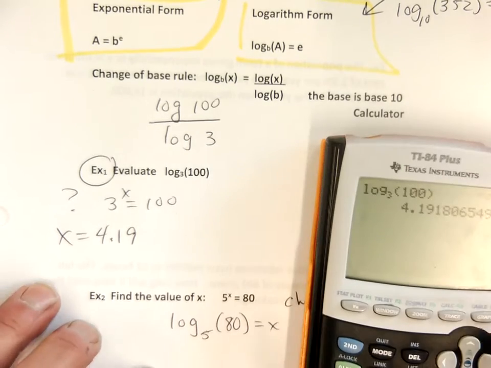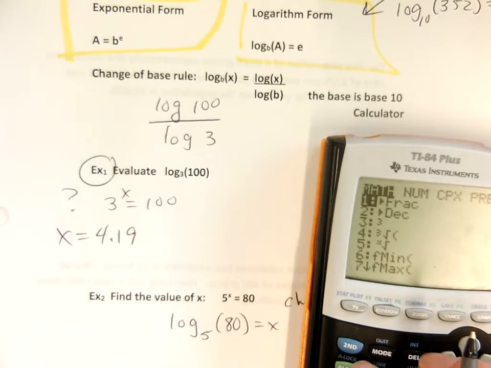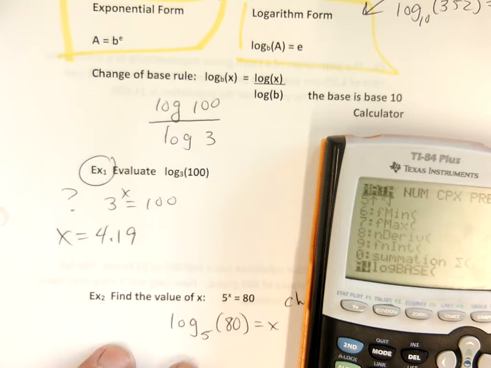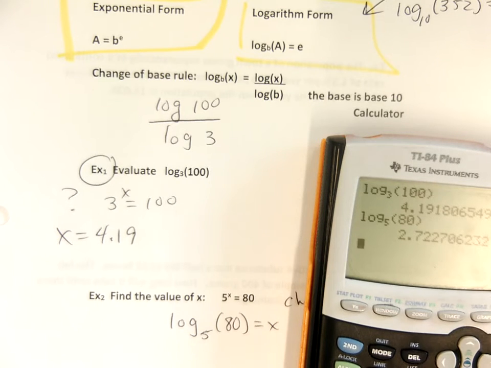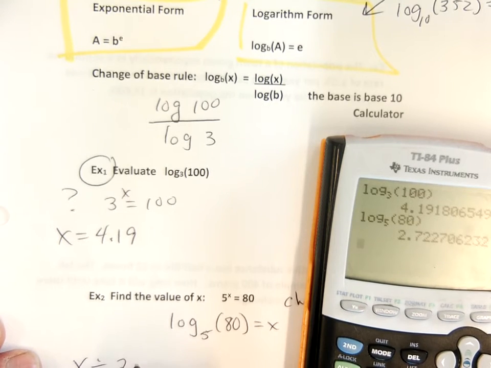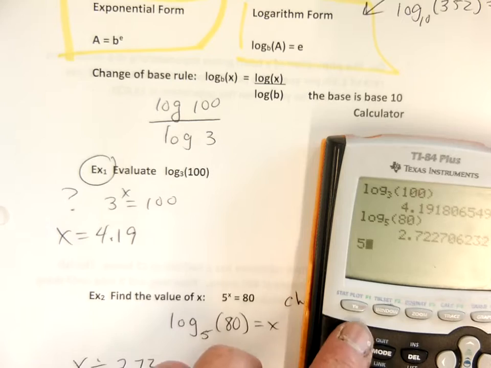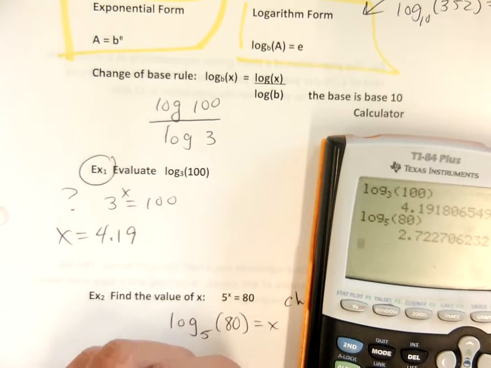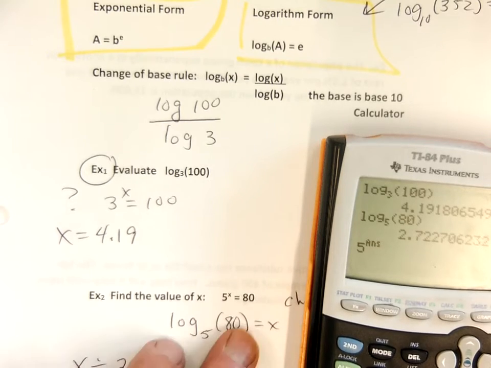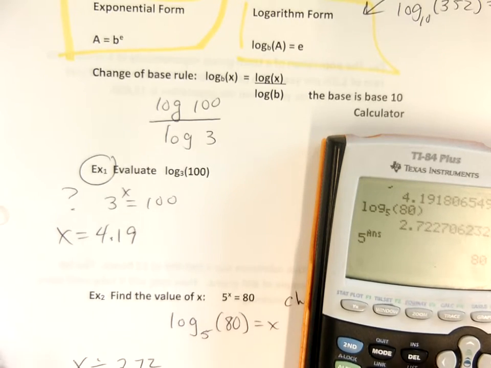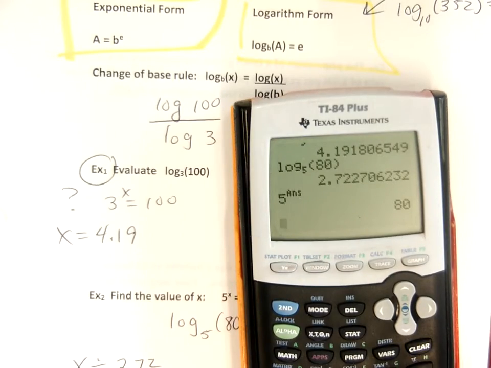And again, we've got my fancy calculator, so I'm going to go straight to my log base 5 of 80, and I get an answer of about 2.72, right? X is equal to approximately 2.72. Or I'm going to go 5 to that power, whoops, clear, 5 to that power had better equal 80. And it does. Okay, what do you think? Logarithms are not that hard. I mean, we've done much harder things.